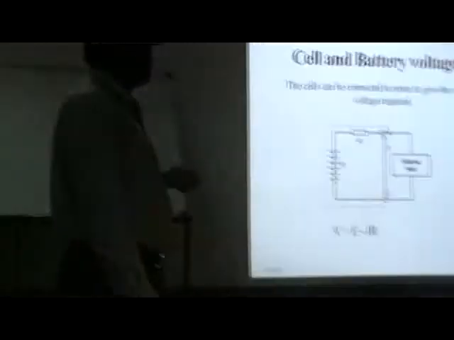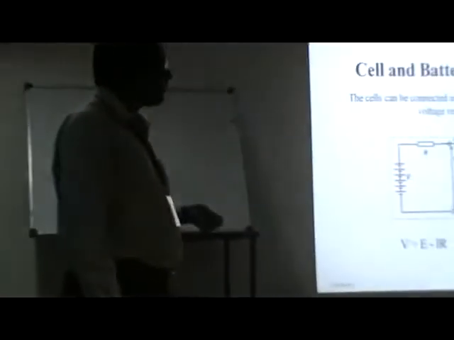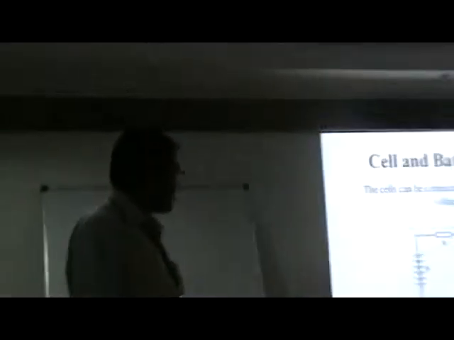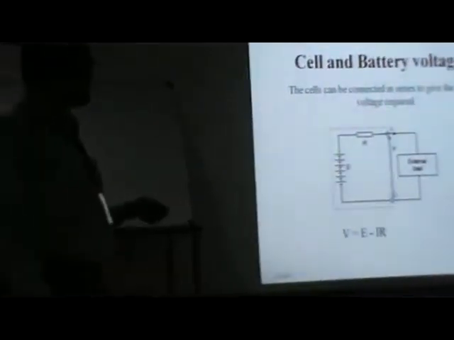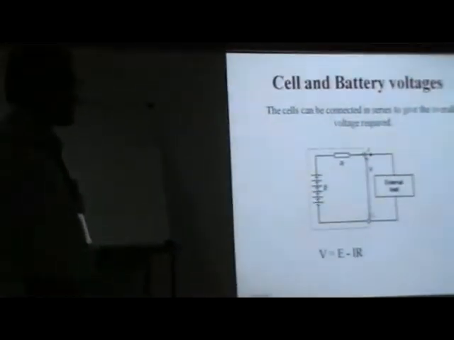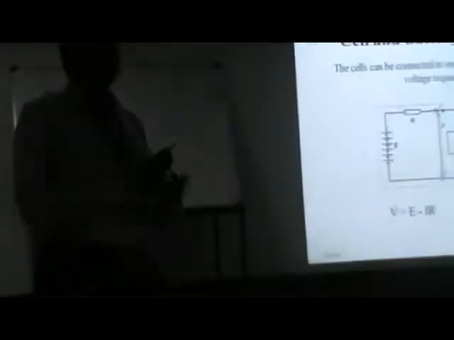Let us start with the cell and battery voltages. How do you have to maintain it? You have to use these cells. A number of cells are connected in series. You have to maintain the voltage. There is some internal resistance, then you have the external load. Now the voltage across your battery is E minus I into R. So I into R is the internal drop, and E is from the number of cells connected. Then the output of the battery is V, so V equals E minus IR. The cells can be connected in series to give the overall output voltage required. As you increase the number of cells, the output voltage also increases.